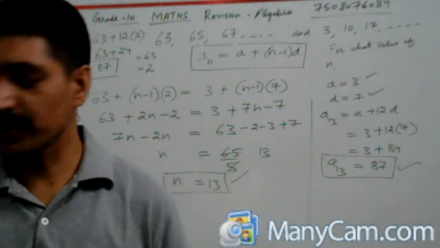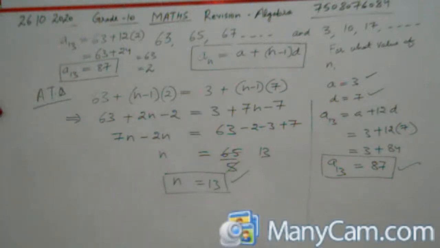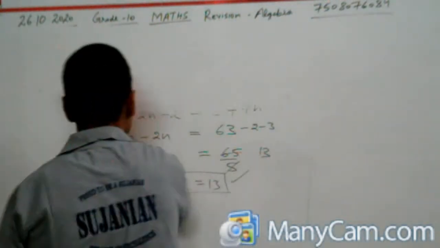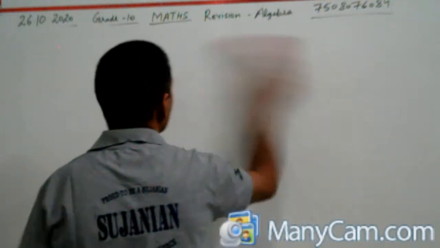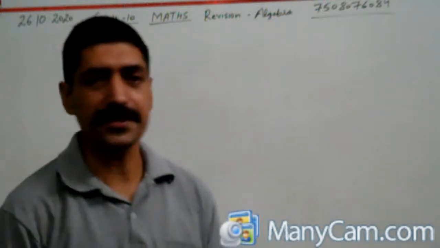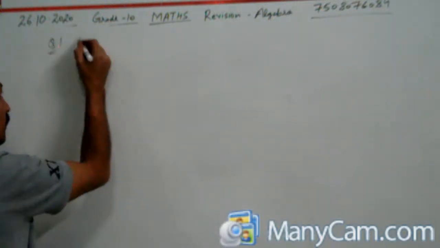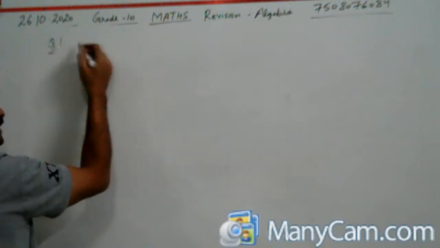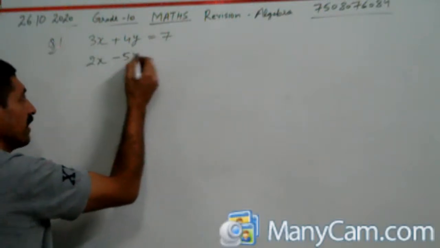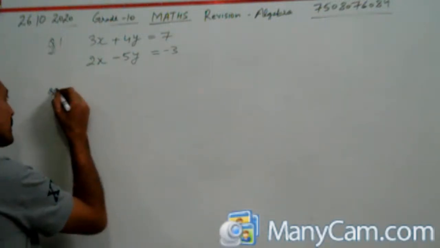Let me give you some questions, then you can solve them fast. First, questions taken from a pair of linear equations. For 2-3 days, we can revise these two chapters, and we can conduct a kind of test. Question number 1. Find the value of x and y for the pair 3x plus 4y is equal to 7, and 2x minus 5y is equal to minus 3. Solve these two equations.